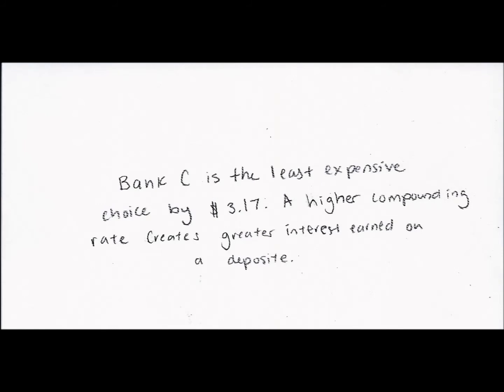Hannah should choose Bank C. Bank C is the least expensive choice by $3.17. A higher compounding period creates greater interest earned on her deposit.